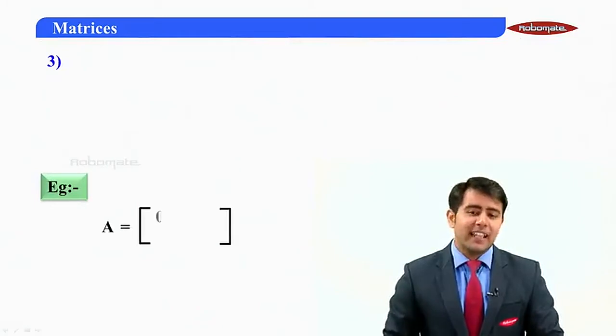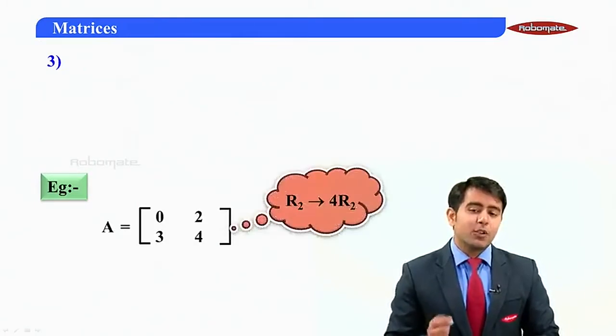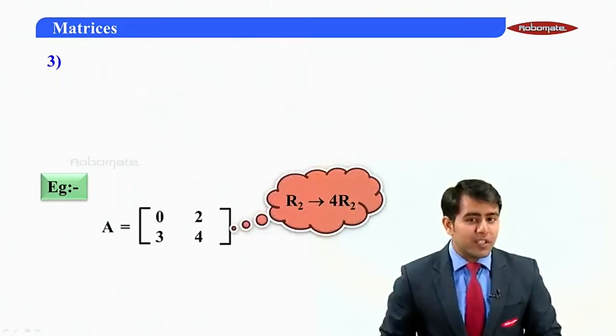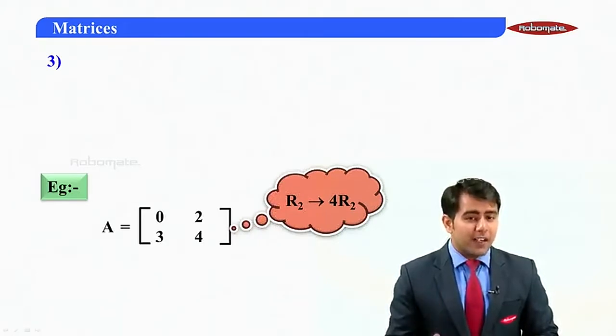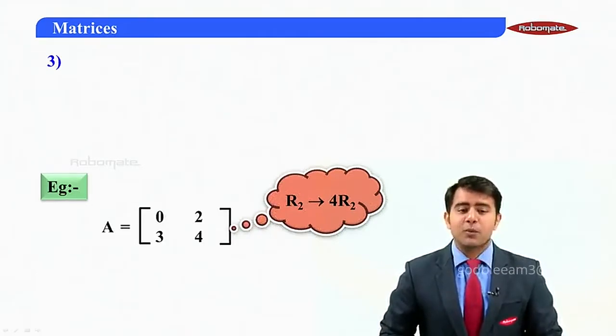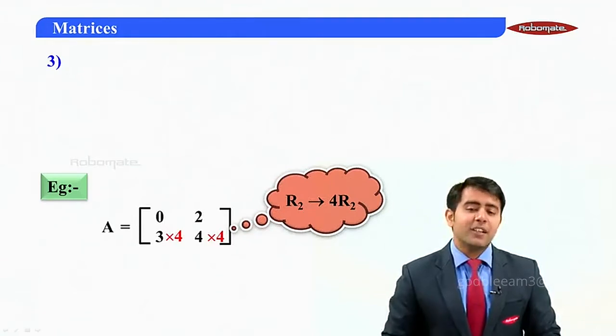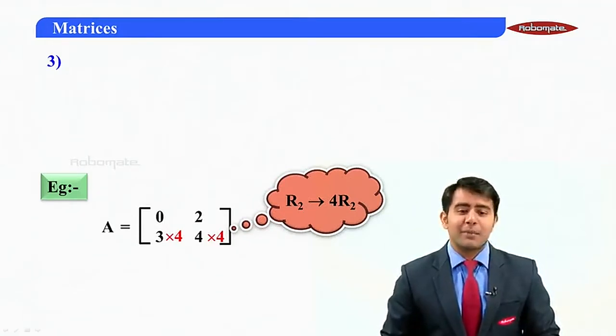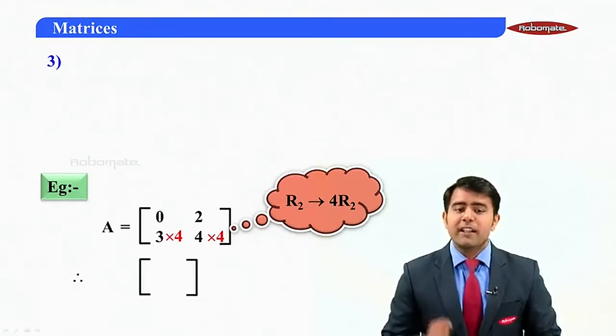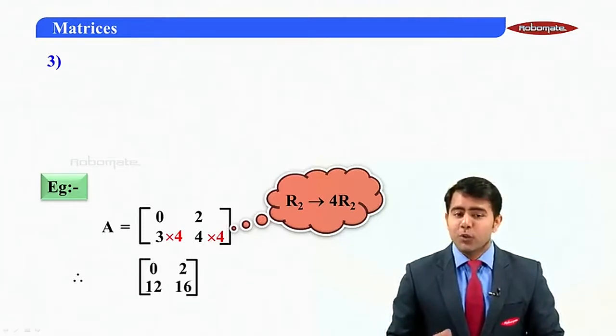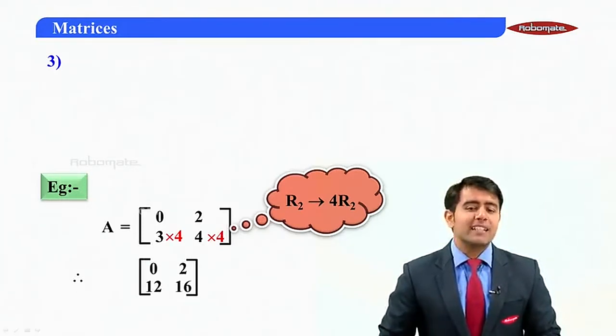I have a matrix A with me as follows: 0, 2, 3, 4, and the transformation which I have to use is R2 changes to 4 times R2. That means that the elements of the second row are to be multiplied by 4. So the new matrix which I obtain will be 0, 2 in the first row and 12, 16 in the second row.